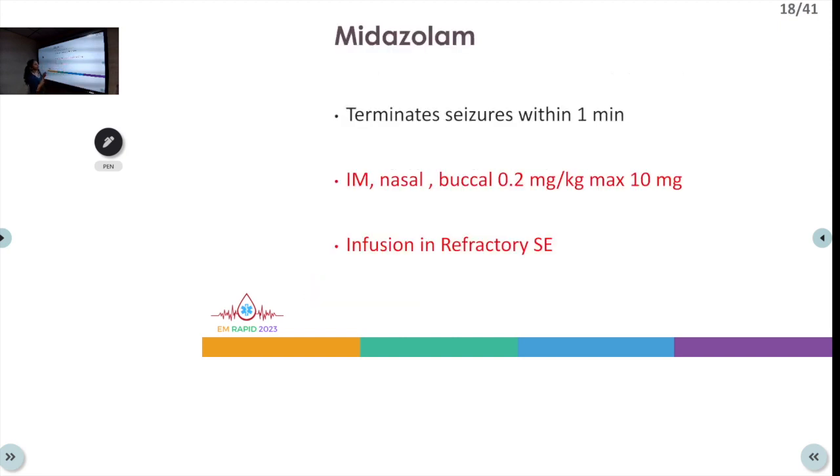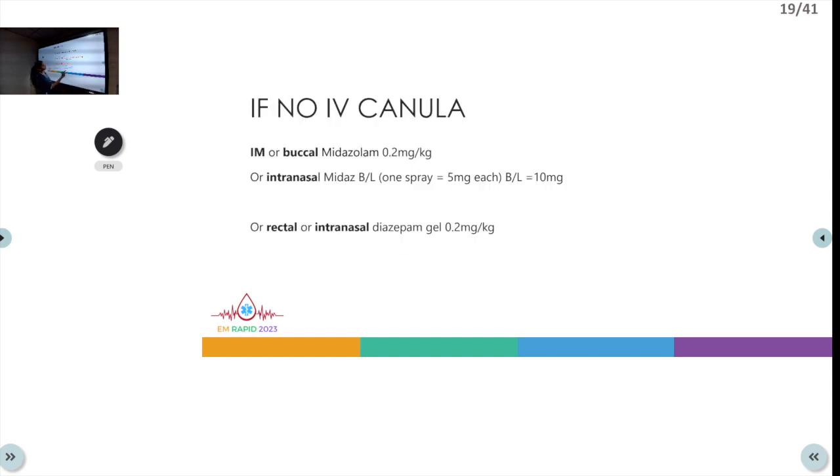Next is midazolam. Midazolam can terminate seizure within 1 minute. The advantage of midazolam is that it can be given by alternate routes: intramuscularly, intranasally, buccal. The dose is 0.2 mg per kg, maximum 10 mg. Another advantage of midazolam is in refractory seizures, that is status epilepticus, seizure lasting more than 40 to 60 minutes. In these conditions, we can give midazolam as an infusion also.